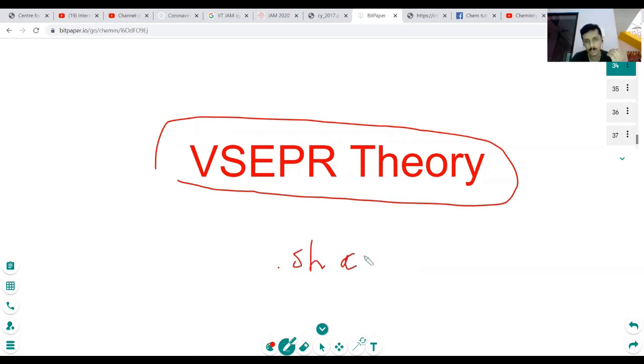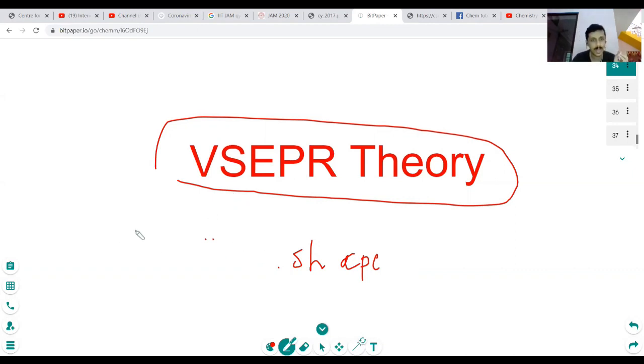The main concept of this valence shell electron pair repulsion theory, or VSEPR theory, deals with the shape of the molecule. So generally in the exam, the question will be like, if I have this many valence electrons, then what will be the shape of the molecule?